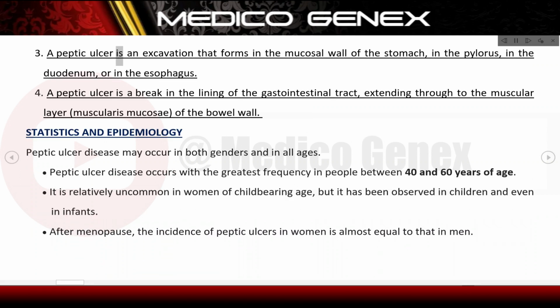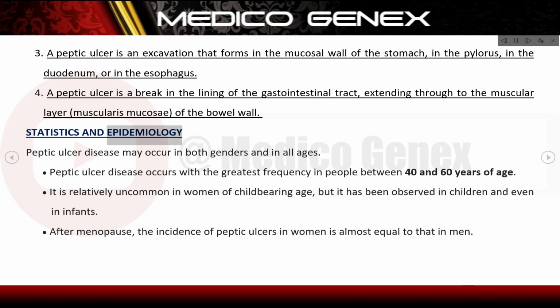A peptic ulcer is an excavation that forms in the mucosal wall of the stomach, in the pylorus, in the duodenum, or in the esophagus. A peptic ulcer is a break in the lining of the gastrointestinal tract, extending through to the muscular layer, muscularis mucosae, of the bowel wall.